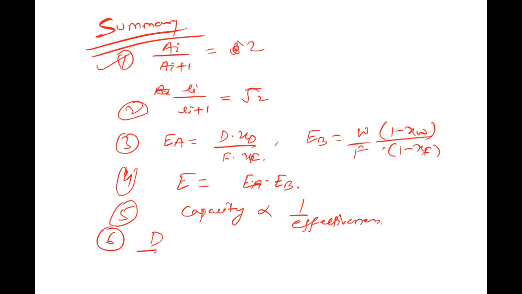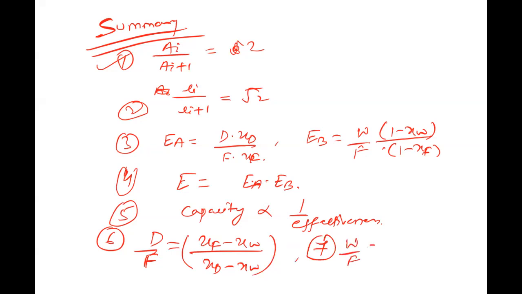And the sixth one, sometimes they ask the value of D by F. So D by F equal to XF minus XW divided by XD minus XW. The last is W by F; they sometimes ask what W by F is. It is XD minus XF by XD minus XW. Please note down this. This is all about today's class. Mostly we discussed screening and total specific surface area.